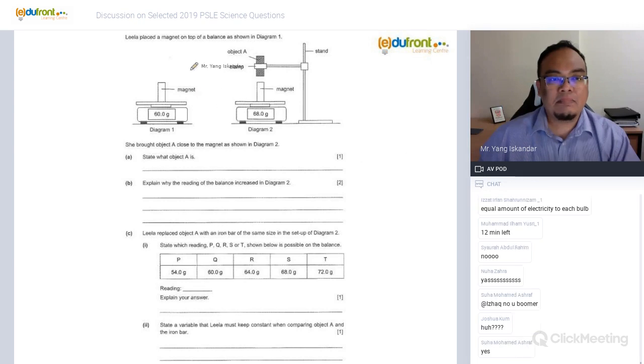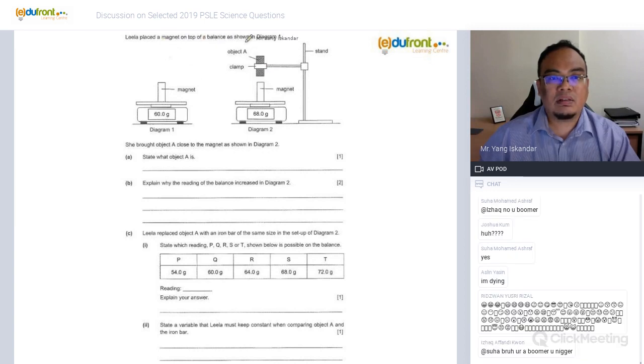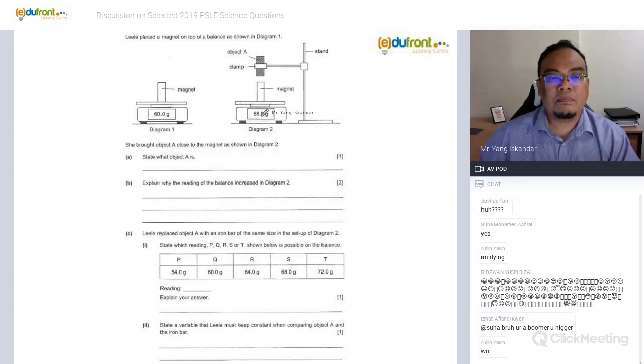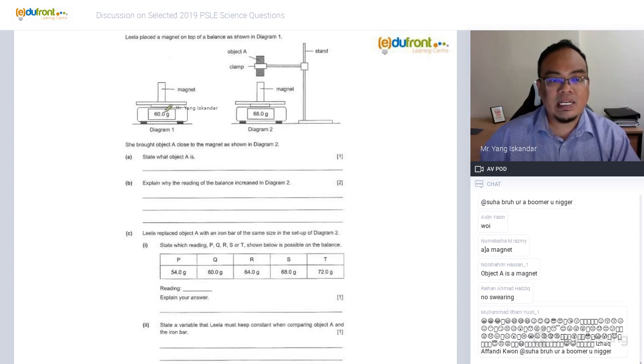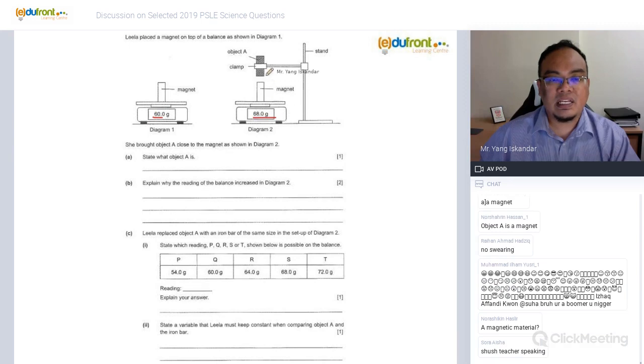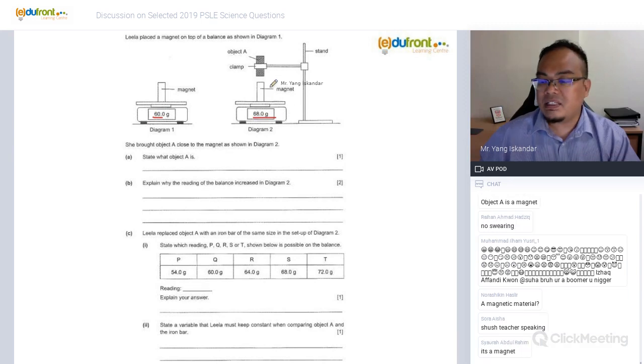Now, Leela placed a magnet on top of a balance as shown in diagram 1. Okay, so there's a magnet here. She placed a magnet on top. Okay, there's another magnet here. She brought object A close to the magnet as shown in diagram 2. State the object A. Now you can see that the balance, the electronic balance, there's an increase in the reading, 60 to 68. Now what is the reason? Is it because it became heavier?